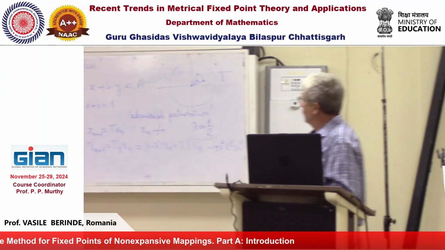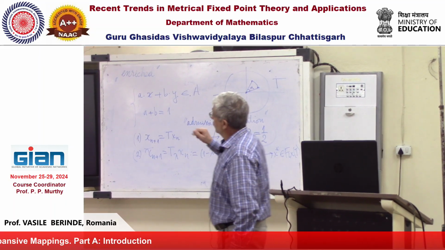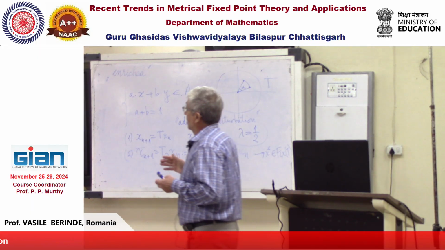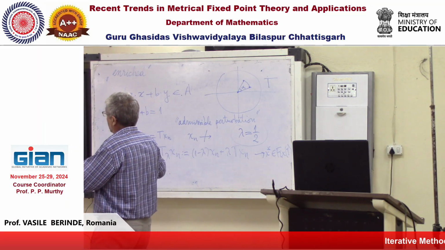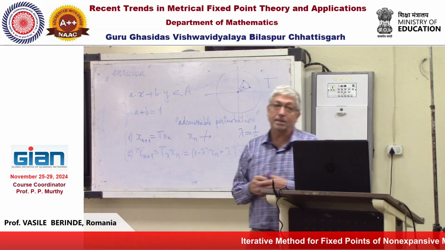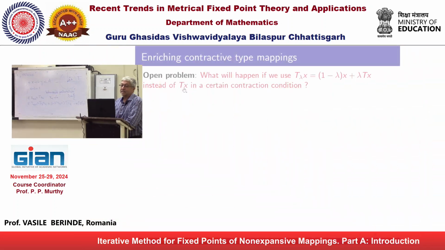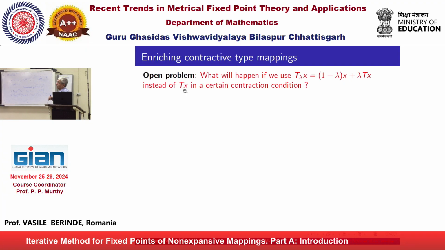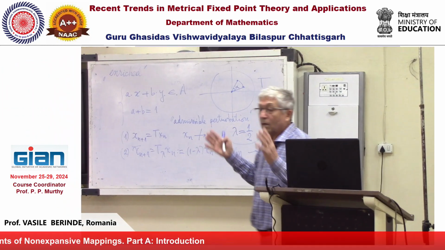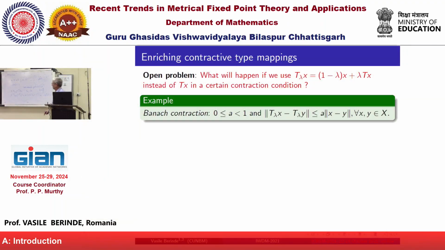Okay, in the case of non-expansive mappings, this map T lambda, which is the average map, has some richer properties. What will happen if I use in a certain contraction condition, instead of T, the operator T lambda? It took me a while to put this into practice.